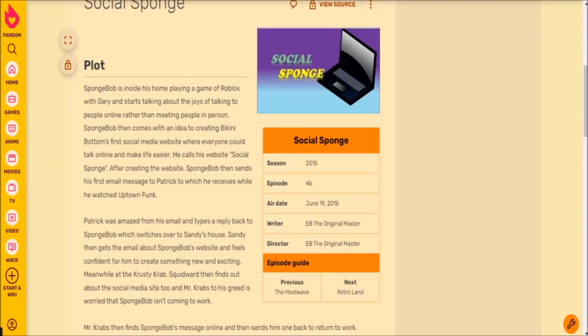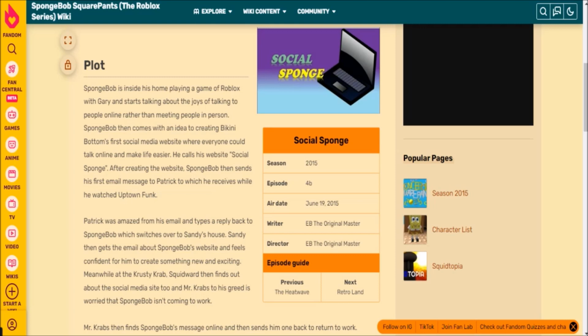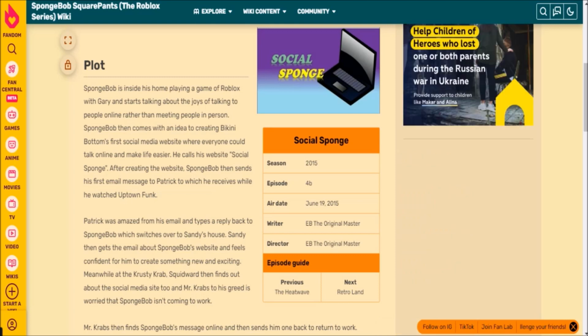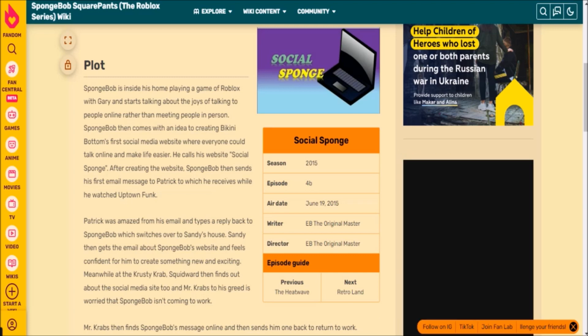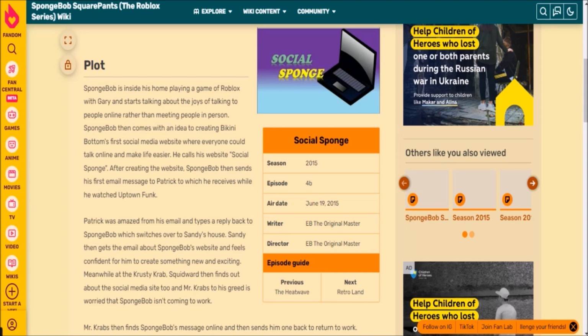Alright, so SpongeBob is inside his home playing a game of Roblox with Gary and starts talking about the joys of talking to people online rather than meeting people in person. It's Bikini Bottom's first social media website where everyone could talk online and make life easier. He calls his website Social Sponge.